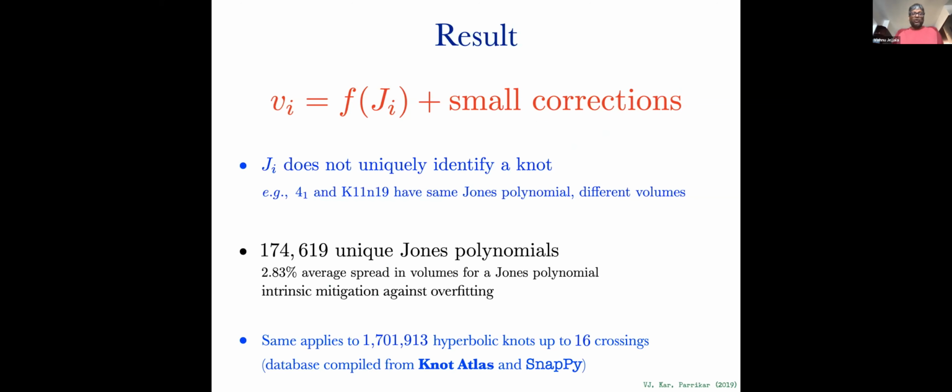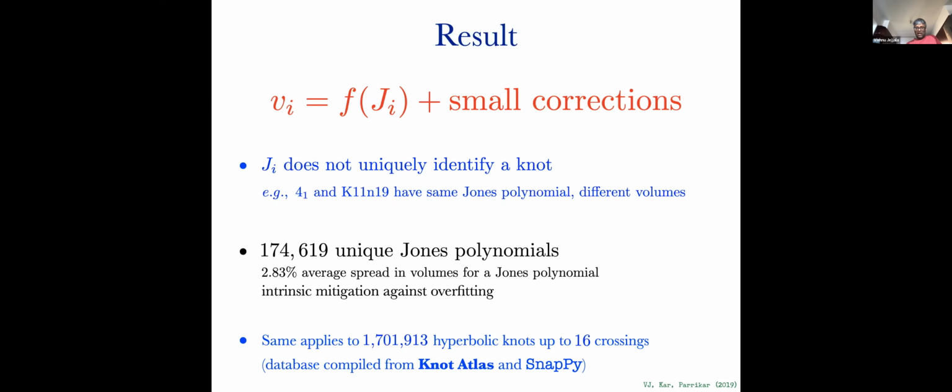And what's the source of this error? Well, the Jones polynomial doesn't uniquely identify a knot. For example, the figure 8 knot and the knot with 11 crossings have the same Jones polynomials, but different volumes. In fact, when the Jones polynomials are the same, but the volumes differ, the spread is about 3%. So our neural network is doing about as well as can be expected.